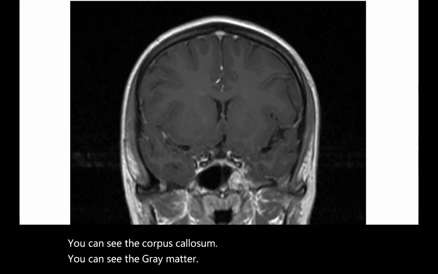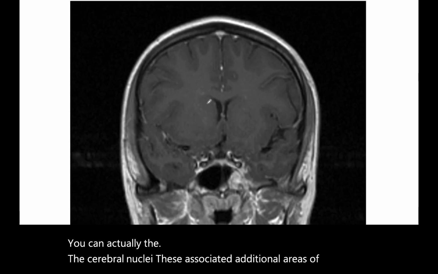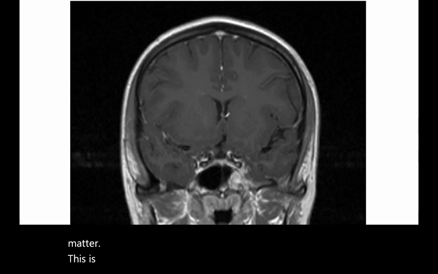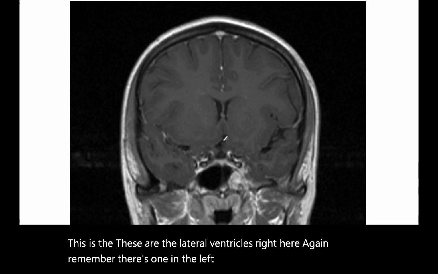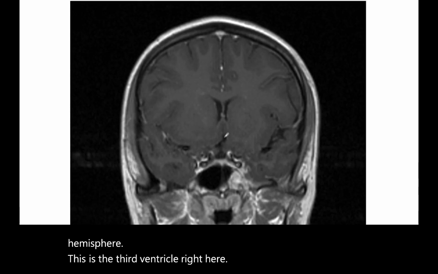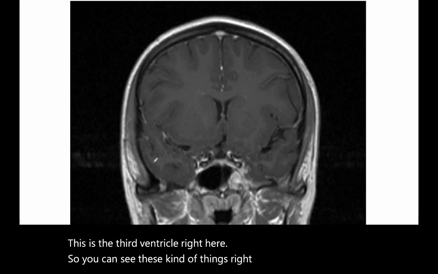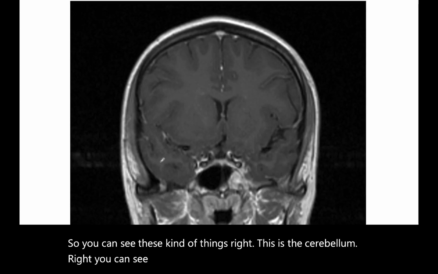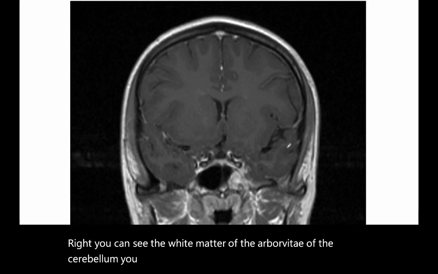You can actually see the cerebral nuclei, these associated additional areas of gray matter. These are the lateral ventricles right here. Again, remember there's one in the left hemisphere, one in the right hemisphere. This is the third ventricle right here. So you can see these kinds of things. This is the cerebellum. You can see the white matter, or the arbor vitae of the cerebellum. You can see the folia of the cerebellum right there.